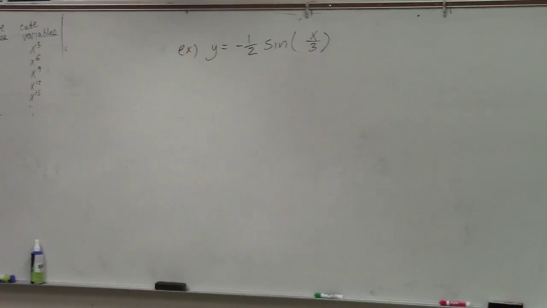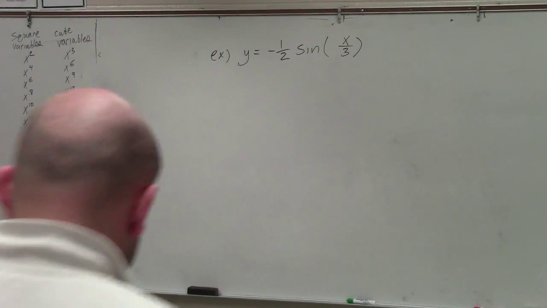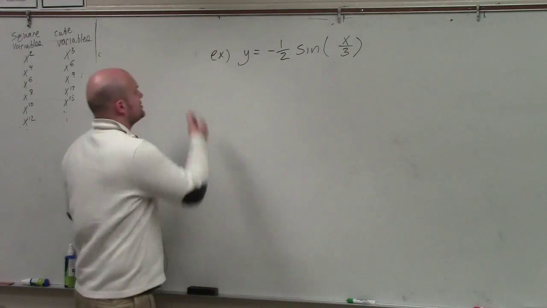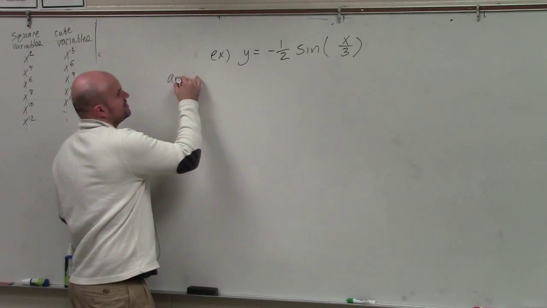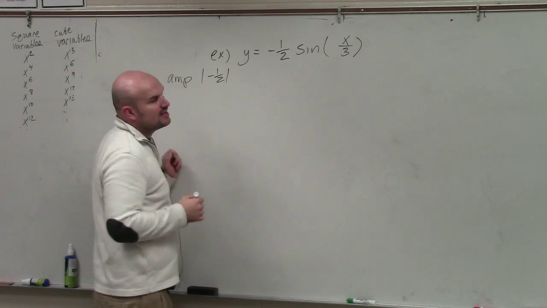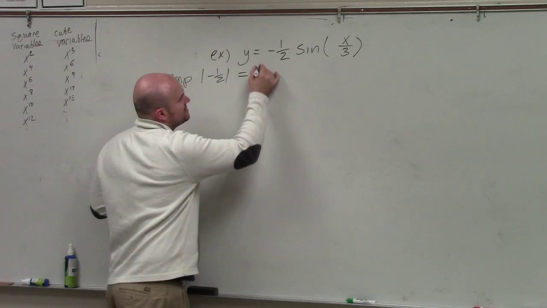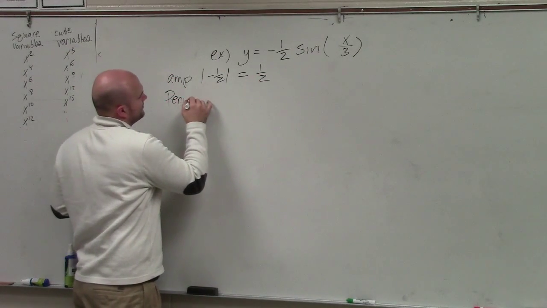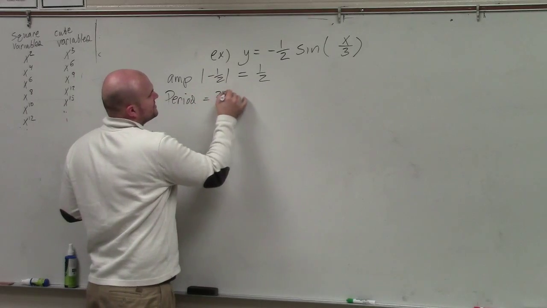So whenever you guys are graphing these, which I asked you guys to do, you just want to go ahead and, again, find the information. So the information, again, that we find, which you guys should be fairly familiar with, is the amplitude, which in this case is the absolute value of negative 1/2, which is positive 1/2. Next thing is to find the period, which in this case is 2 pi.